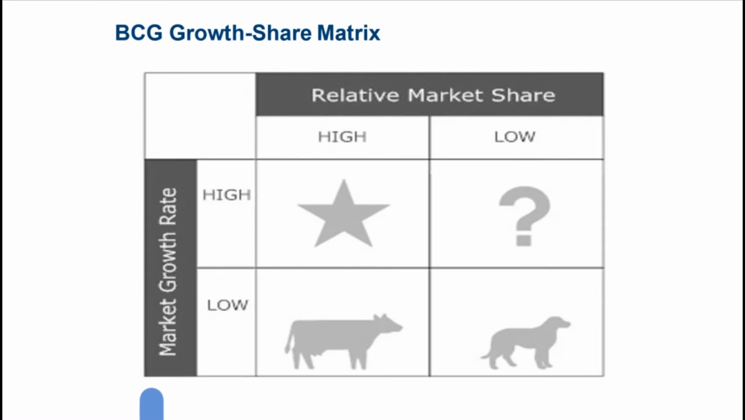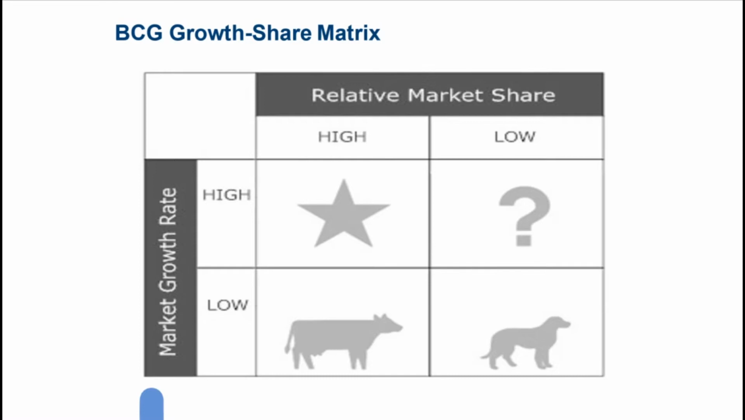The vertical line shows market growth rate and the horizontal line shows the relative market share. So Boston Consulting Group divided the products in our portfolio into 4 groups: stars, question marks, cash cows, and dogs. And they divided those products into these categories in accordance with their market growth rate and relative market share. So what do they mean?